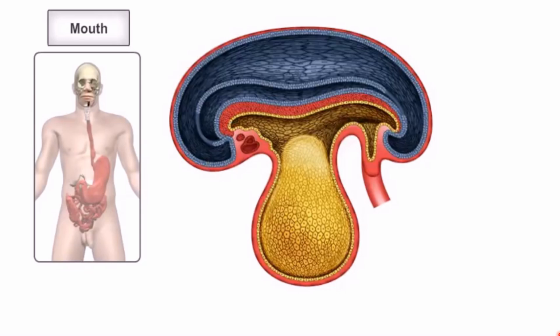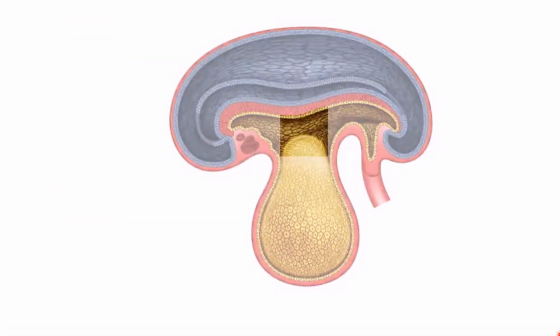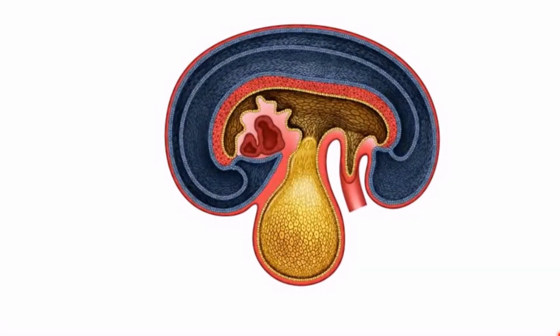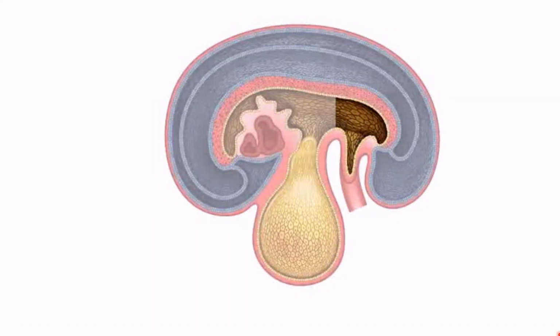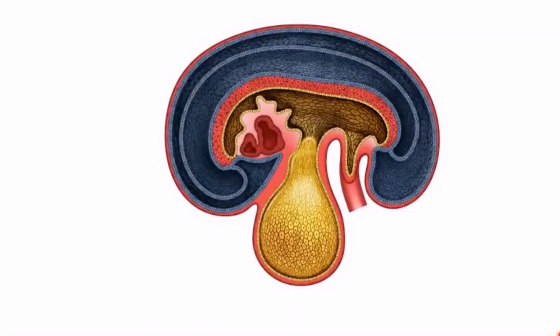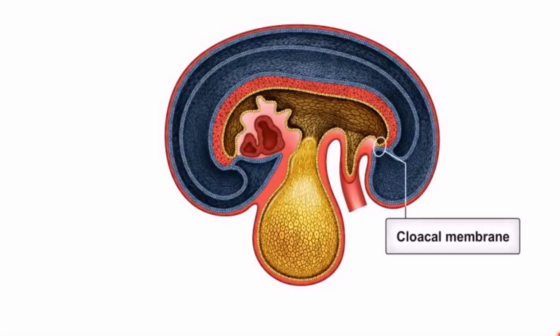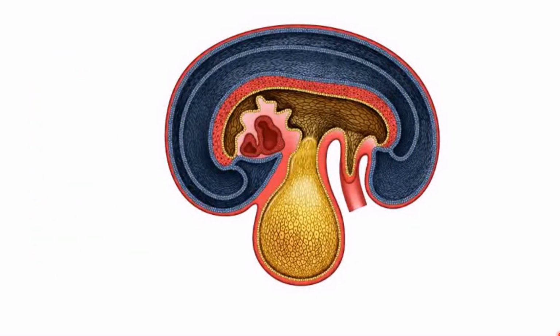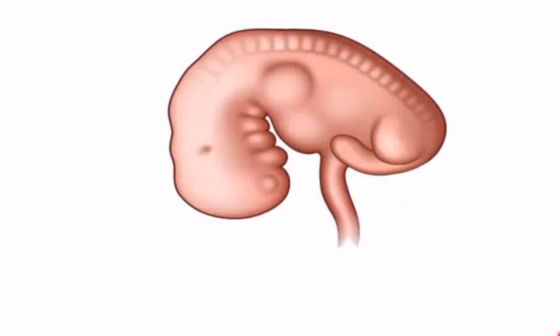The midgut lies between the foregut and hindgut and remains connected to the yolk sac until the 5th week of development. As embryonic folding continues, the connection to the yolk sac narrows into a stalk known as the vitelline duct. The hindgut lies at the caudal or tail end of the embryo. It is temporarily closed by the cloacal membrane, which during the 7th week of development ruptures to form the urogenital and anal openings. As a result of embryonic folding, the major body plan is established, and the 3 germ layers continue to differentiate, giving rise to their own specific tissues and organ systems.